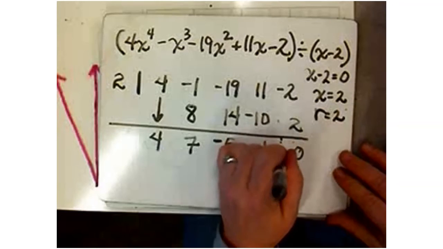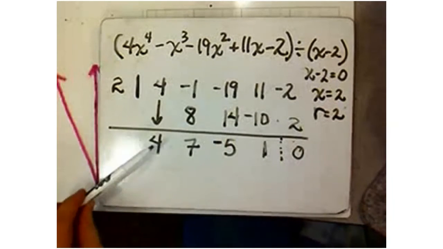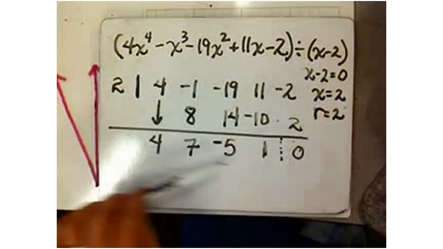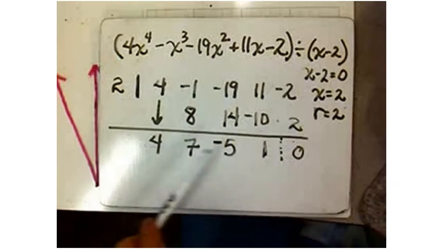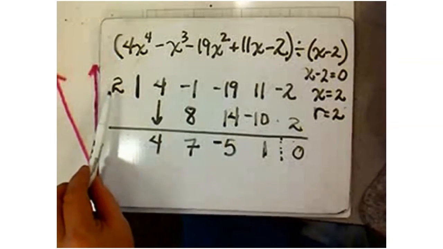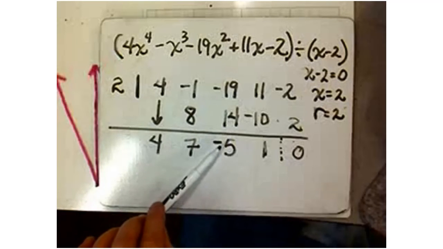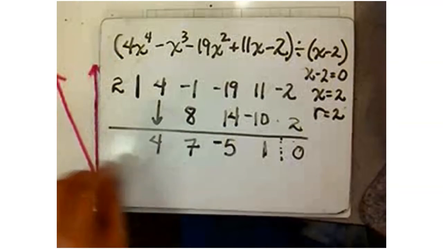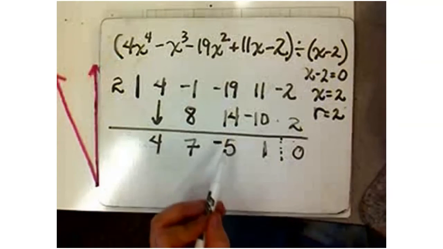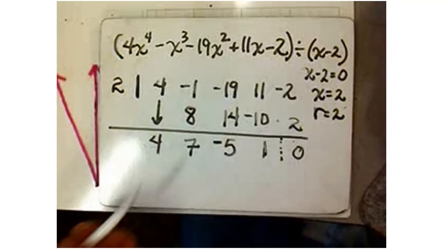So notice I went back and double checked my multiplication and combining to make sure. And where's a common mistake? To miss a negative. And I did, when I went negative 19 and 14, I put a 5 instead of a negative 5. All right, so we have 4, 7, negative 5, 1, and 0 underneath our line.